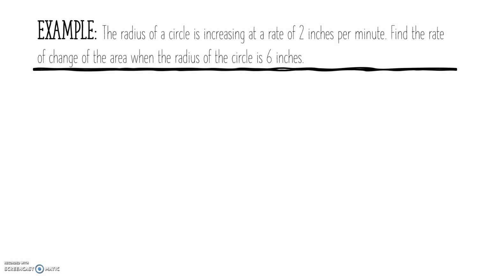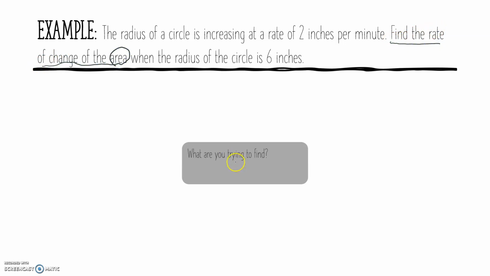I use a graphic organizer when I do these. Use a foursquare. You don't have to, but in the middle of the foursquare, I try to figure out what am I trying to find out. So I am trying to find the rate of change of the area when the radius of the circle is 6 inches. So I am trying to find dA/dt, which is the change in area over time. That's the rate of change of the area.